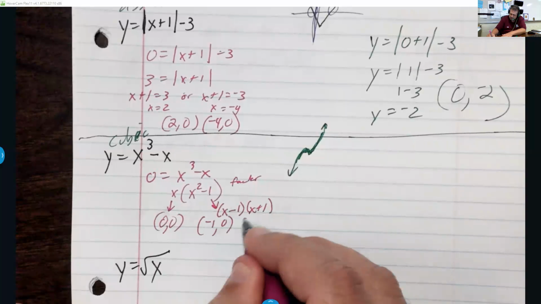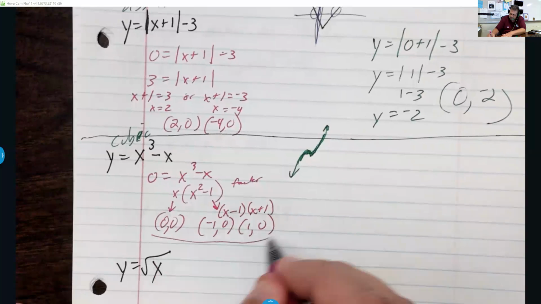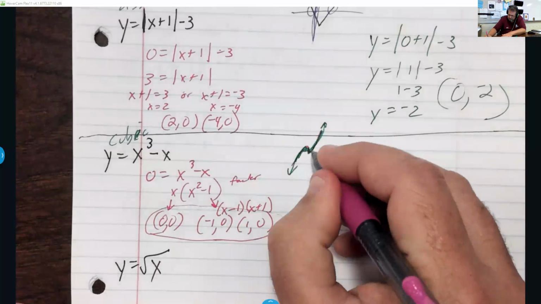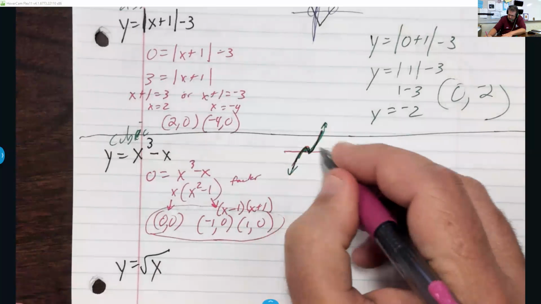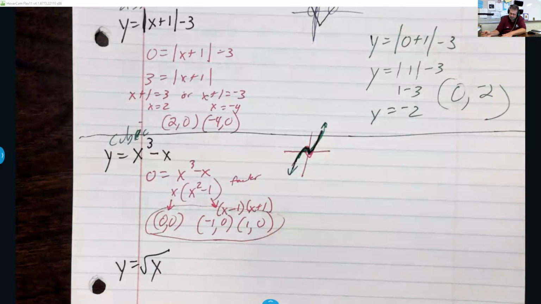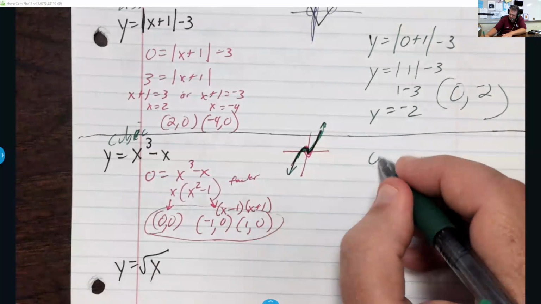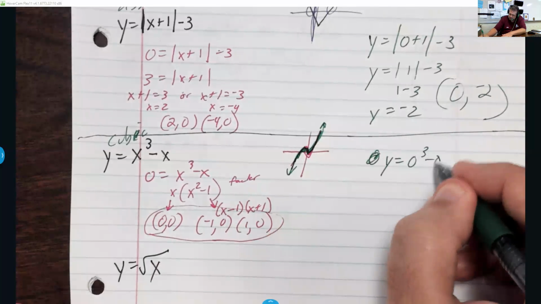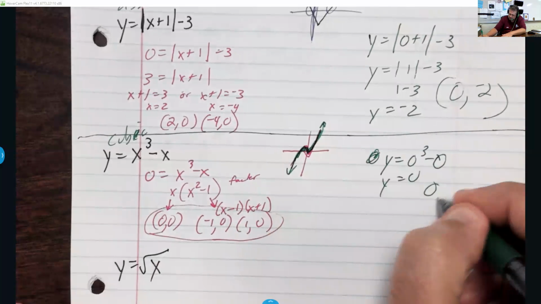3 x-intercepts. Okay, remember this right here? Remember I said it has a little bit more of a hump? That's because it crosses. So you end up getting 3. Okay, so if I put a y-intercept, to give you an idea, put 0 for y, we're going to go 0 cubed minus 0, which is y is 0, so I'm 0, 0.